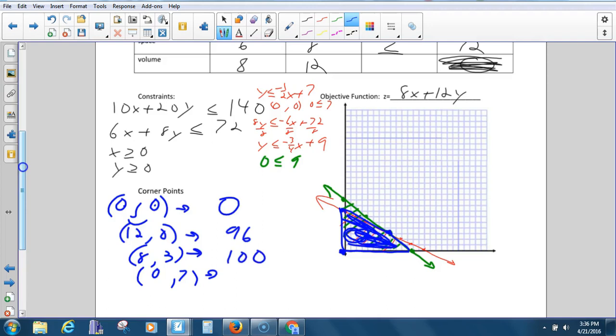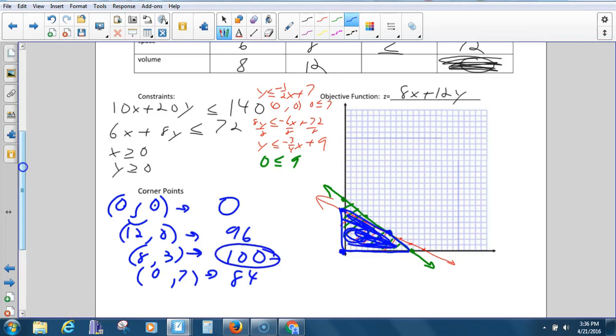And now we're going to do 8 times 0 is 0, 7 times 12 which is 84, right? So this time, unlike the last one, where the one out to the right on the x-axis ended up being the answer, this time we have a winner at 8, 3.